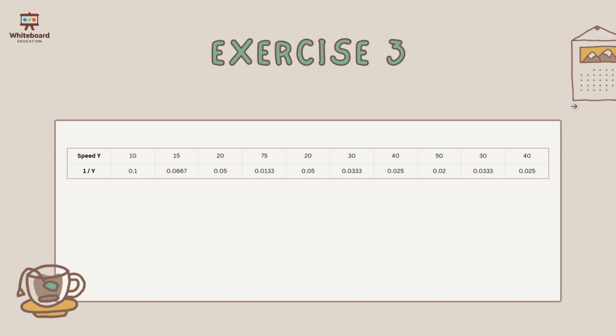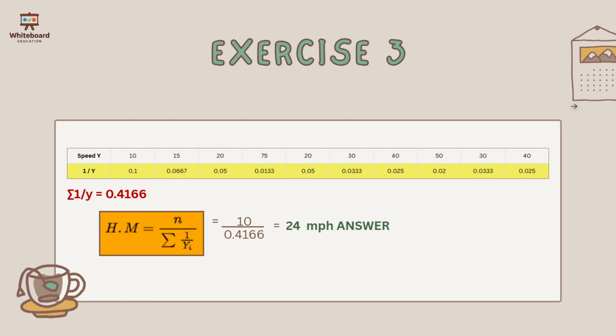Then for the harmonic mean, we need to find the reciprocal of each speed, and name this row 1 over y. Next we sum the reciprocals of y, that is 0.4166. Thus apply the HM formula. HM equals the number of values, 10, over sigma 1 over y, that is 0.4166. So the answer is 24 miles per hour.